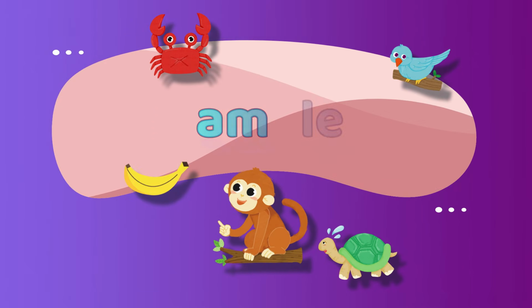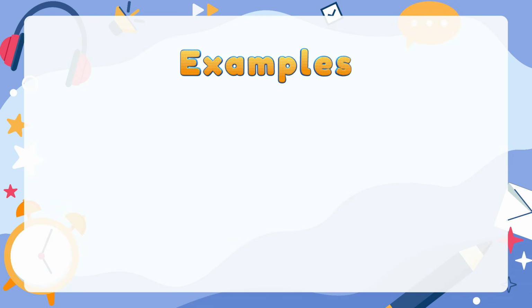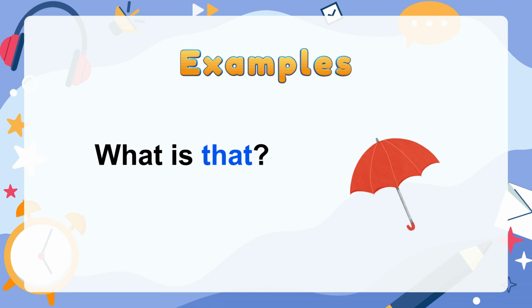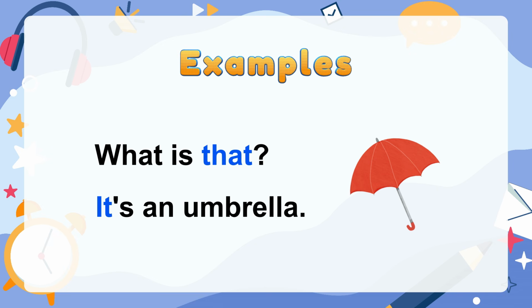Examples. Now let's take a look at some examples. What is this? It's a cup. The sentence starts with it's. What is that? It's an umbrella. When you ask the question, what is? The answer starts with it's.